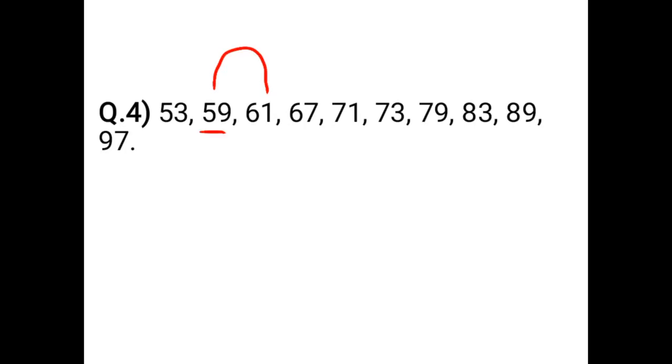59 and 61 are prime numbers. After 59, which number is coming? 60. 60 is a composite number. After 60, which number is coming? 61. 61 again is a prime number. Okay. 59 and 61, here you have only one number gap in between, and that is a twin prime number. Find another pair of twin prime numbers from prime numbers 51 to 100.